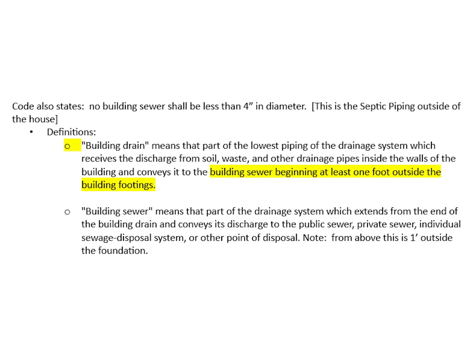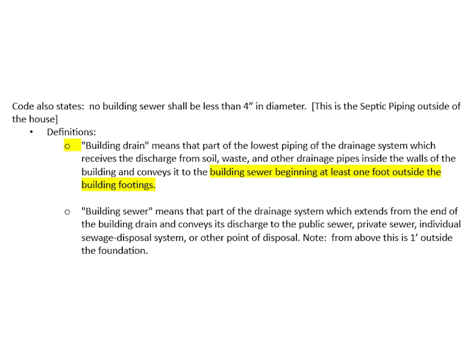Code also states, no building sewer shall be less than 4 inches in diameter. This is the septic piping outside of the house. Definitions. Building drain means that part of the lowest piping of the drainage system which receives the discharge from soil, waste, and other drainage pipes inside the walls of the building and conveys it to the building sewer, beginning at least 1 foot outside of the building footings.